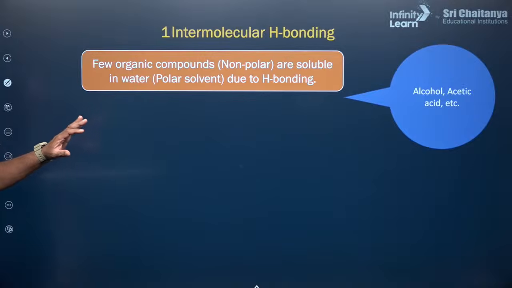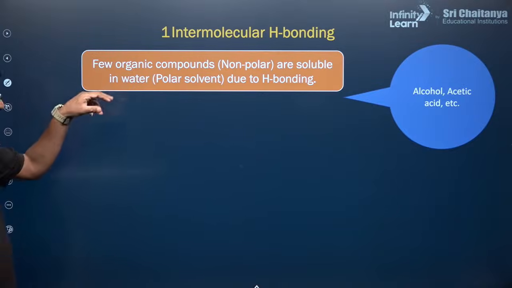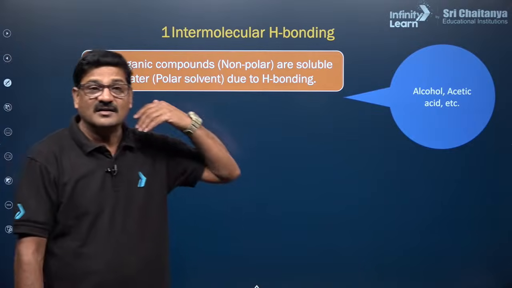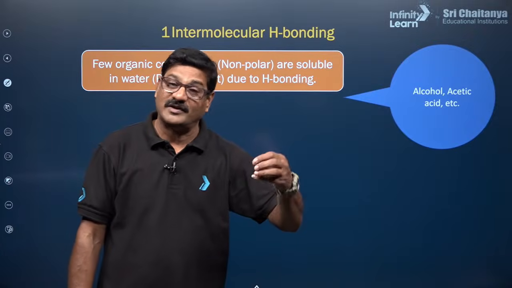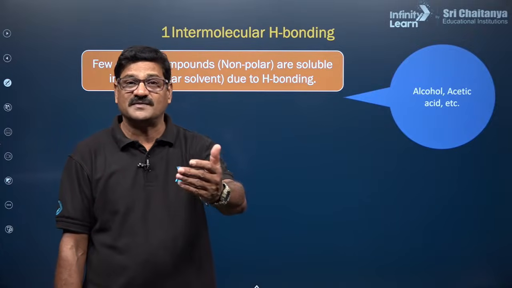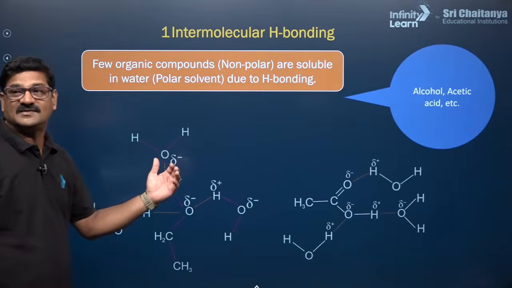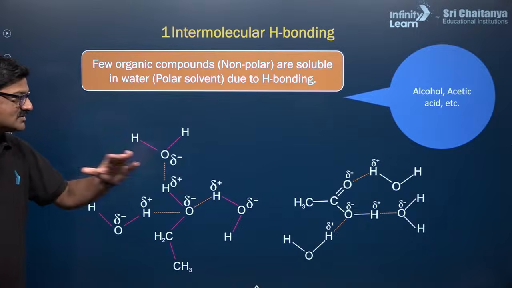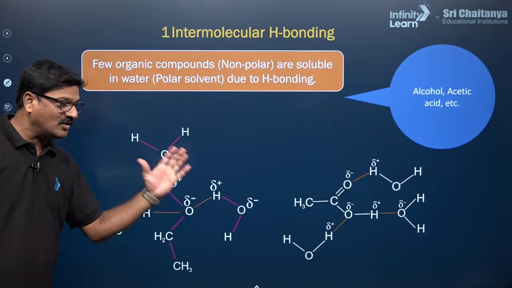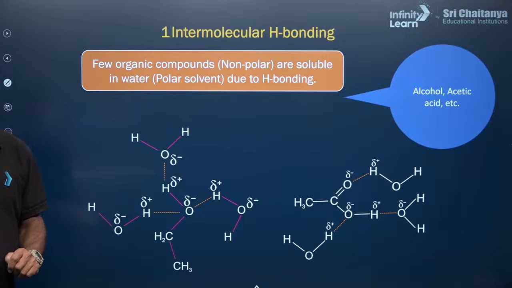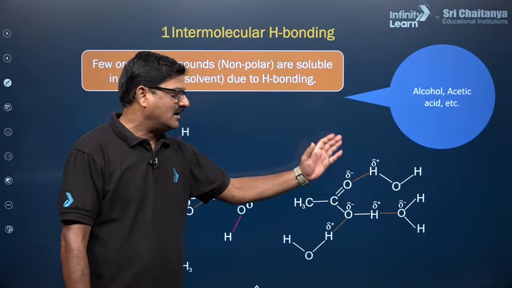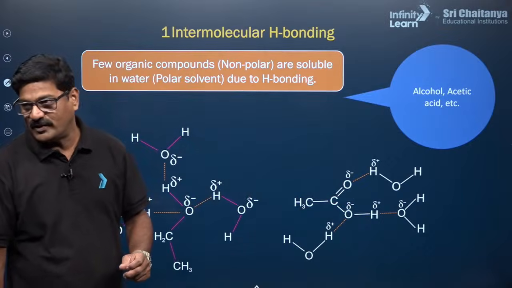Intermolecular hydrogen bonding: a few organic compounds that could be non-polar are soluble in water, the polar solvent, due to hydrogen bonding. That's the reason why alcohol, an organic compound, when you dissolve it in water, is soluble because of the hydrogen bonding. Acetic acid is soluble in water because of the hydrogen bonding. There is a cross hydrogen bonding between the alcohol molecule and the water molecule, which can be seen like this, and between the acetic acid molecule and the water molecule, seen in this way.